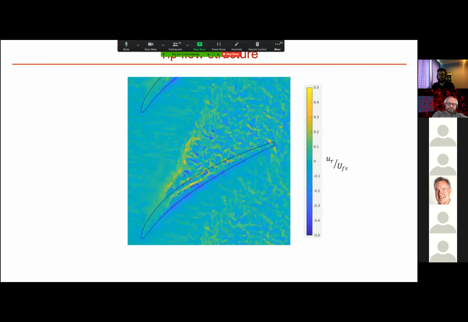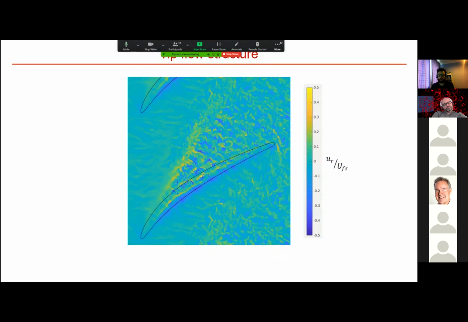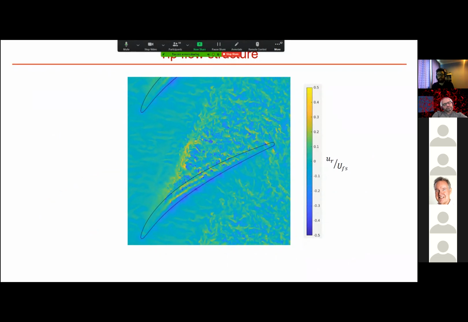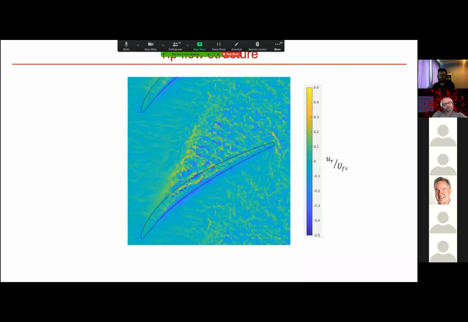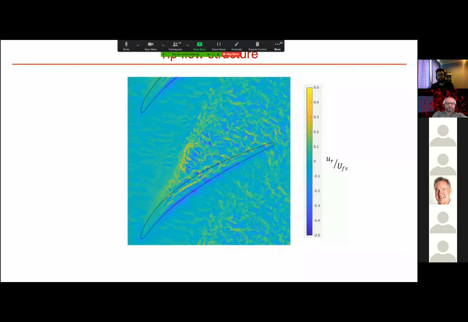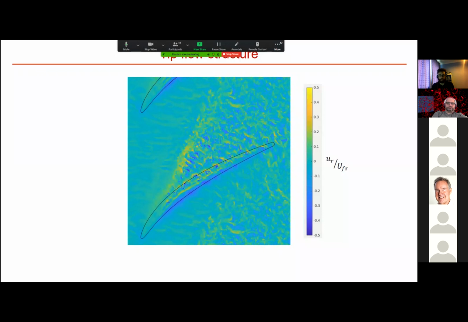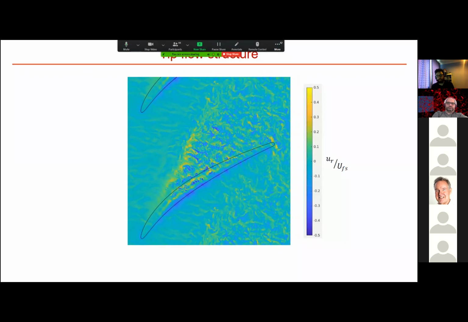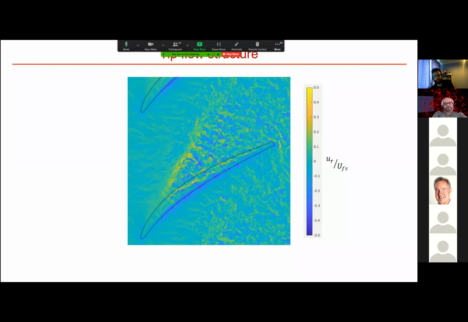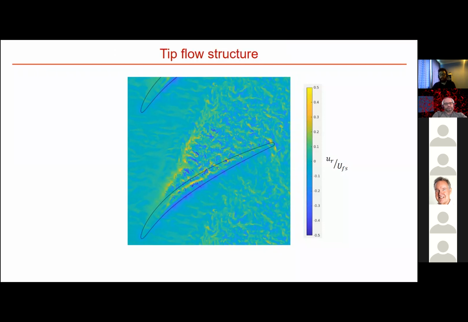From this cut, we can see the structure of the flow. The blue region on the pressure surface of the blade is negative radial velocity at the entrance to the tip. By the middle of the gap, this is turned into fluctuations of positive and negative values of radial velocity. These are large size fluctuations carrying out into the passage flow where they meet the passage flow of the compressor.